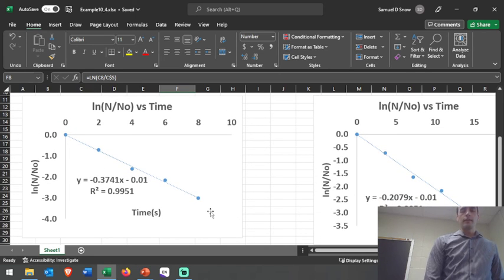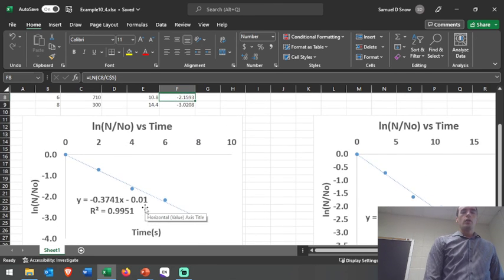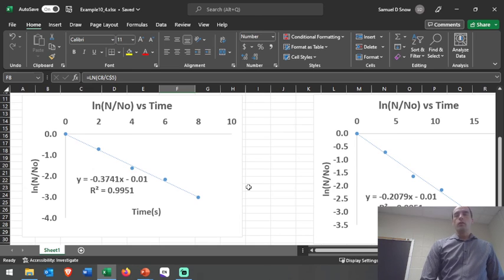It looks like this. With time as the x-axis and natural log on the y-axis, the data is real data, so it's not a perfect straight line, but it's a good line. It's pretty clearly first order, even if there's some experimental error in the data collection, right? So then we can get a slope.